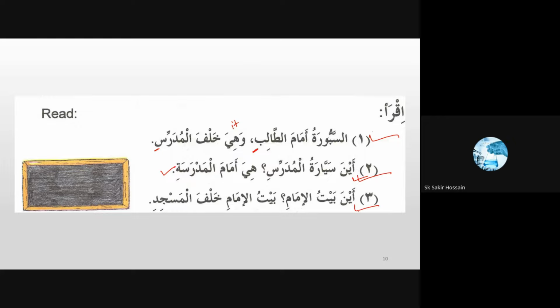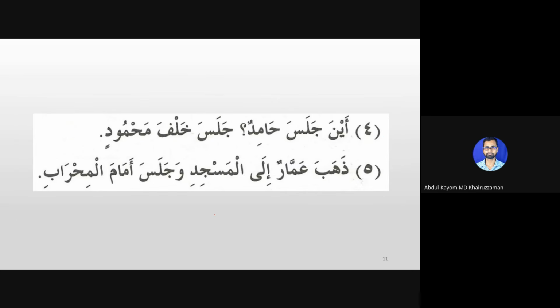Aina baitul imami? Where is the imam's house? Baitul imami khalfal masjid. The imam's house is behind the masjid. Next one.